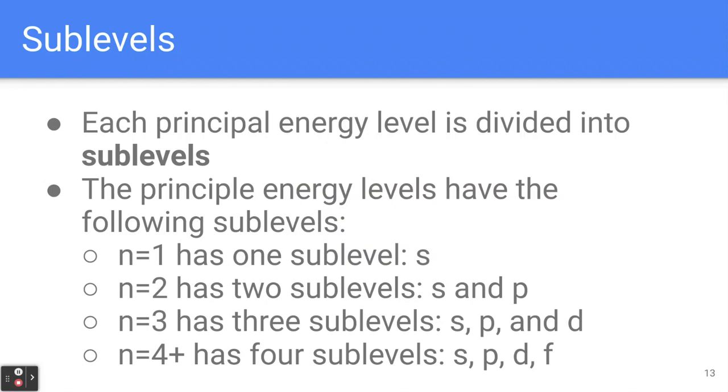Now we've got sublevels. Within the numbers 1, 2, 3, 4, and so on, we have more levels than just a number 1 or just a number 2.